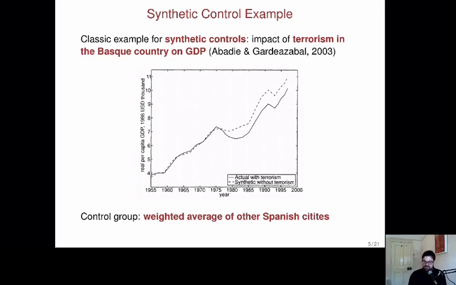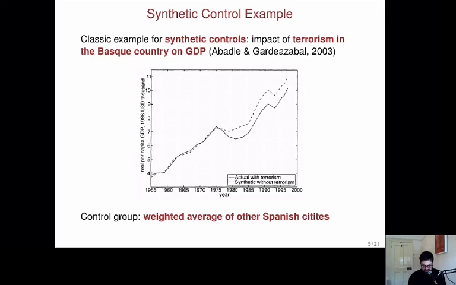So what they do instead is they use the synthetic control method and try to see, can they find a weighted average of all the other Spanish regions such as to match the pre-trends before the actual start of that terrorism episode as best as possible.